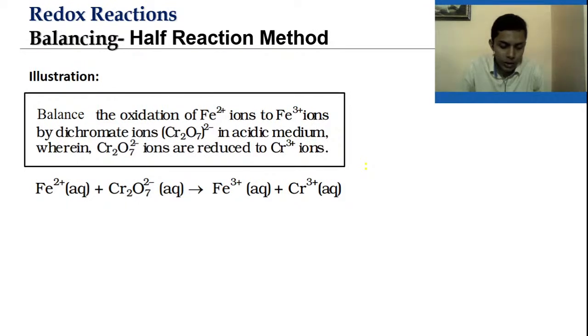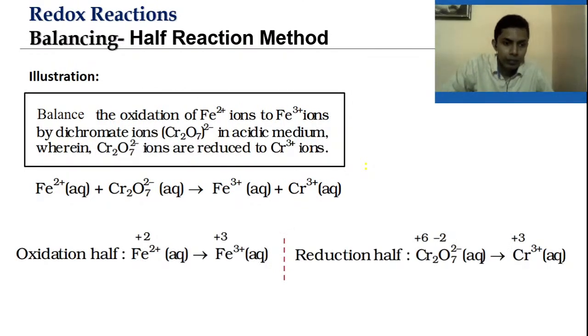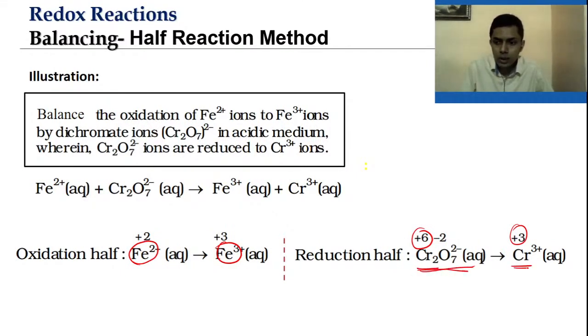Which one is undergoing oxidation? Quite obvious, quite visible also. So oxidation is Fe2+ to Fe3+, right? Because +2 increases to +3. And here reduction is +6 to +3, that is Cr, Cr2O7 2- to Cr3+. So how to balance it?